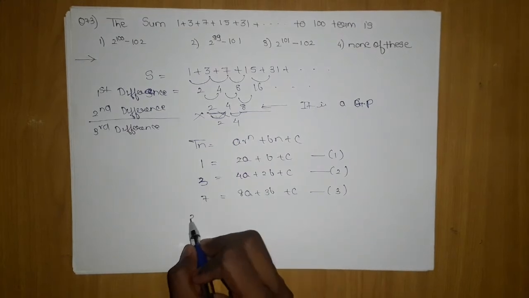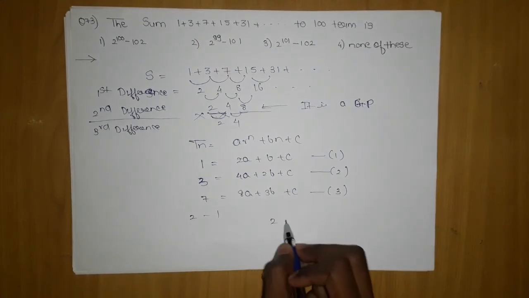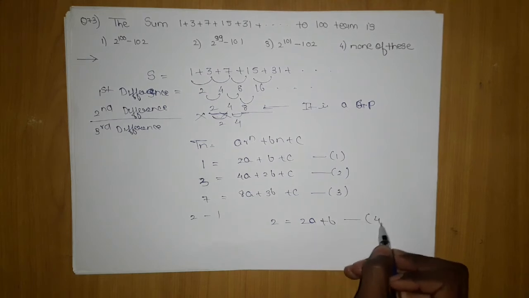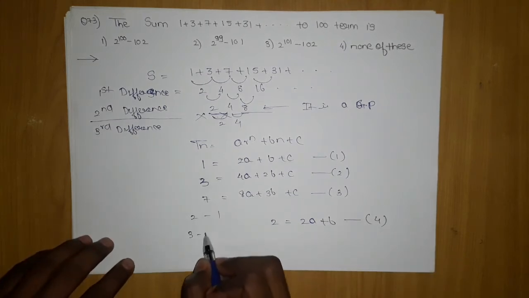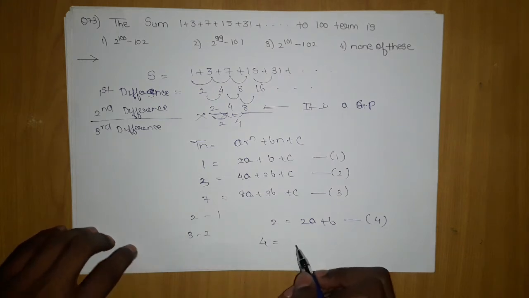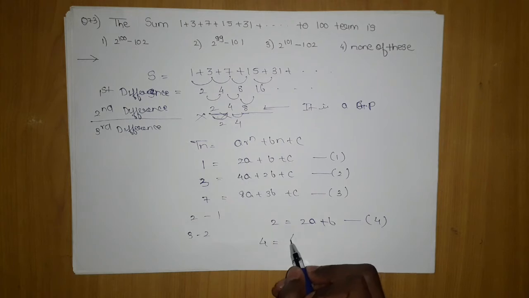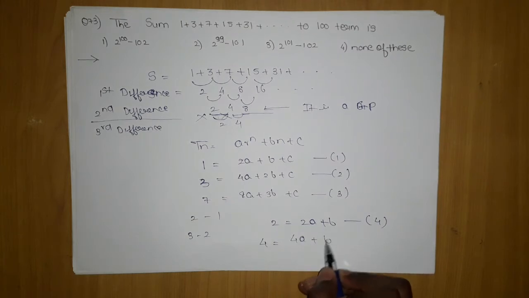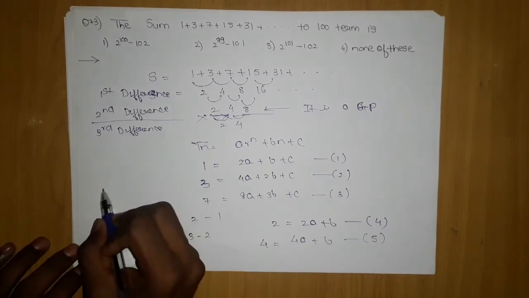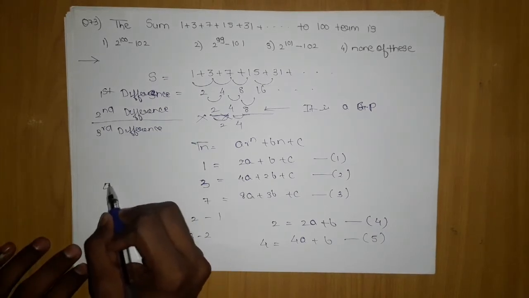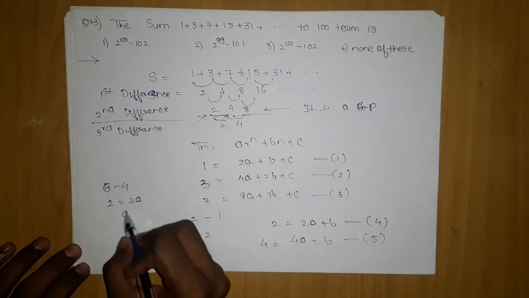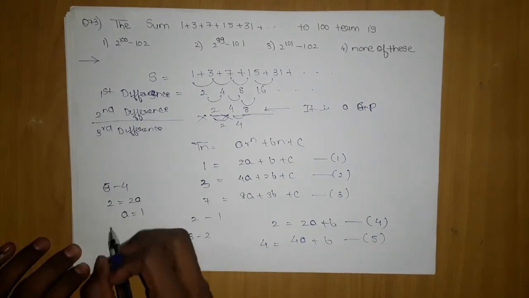Now I will do 2 minus 1, which will give me 2 equals 2a plus b. This is my fourth equation. Similarly, I will do 3 minus 2, which will give me 4 equals 4a plus b. This is my fifth equation. After this we will subtract them, that is 5 minus 4, which will give me 2 equals 2a, giving me a equals 1. I got a equals 1.